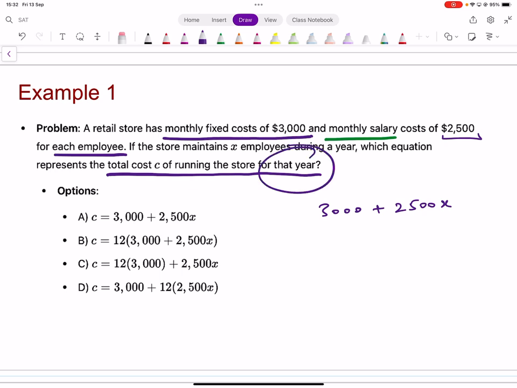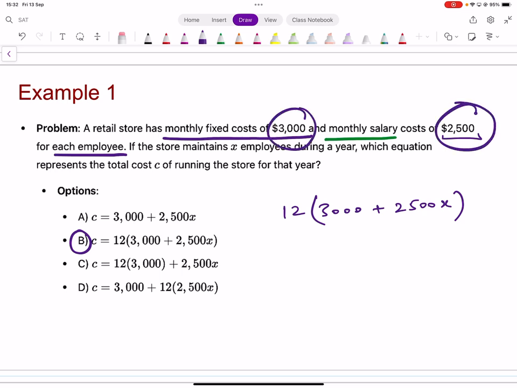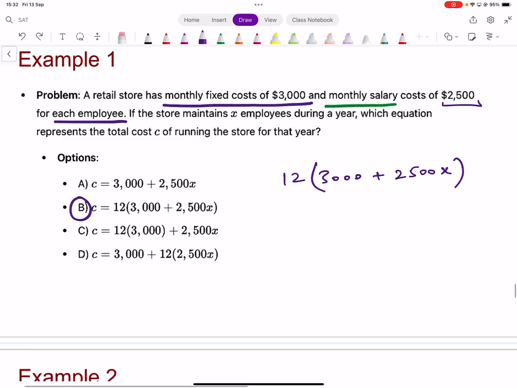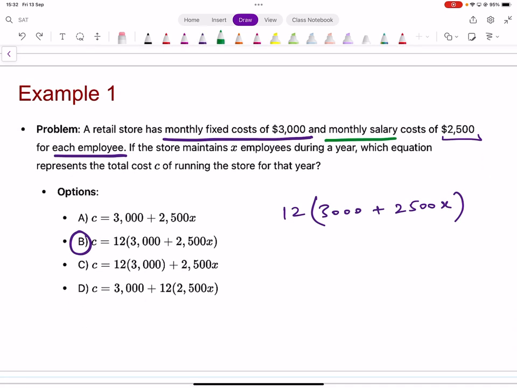They've asked you for the total cost for a year. What would that be for a whole year? You just multiply this by 12. All right? So which one is that? B. Both the fixed cost and the variable cost are given as a monthly figure, right? So you have to multiply the whole thing by 12. Not only the fixed cost and not only the variable cost, you need to multiply the whole thing by 12. Is that okay?